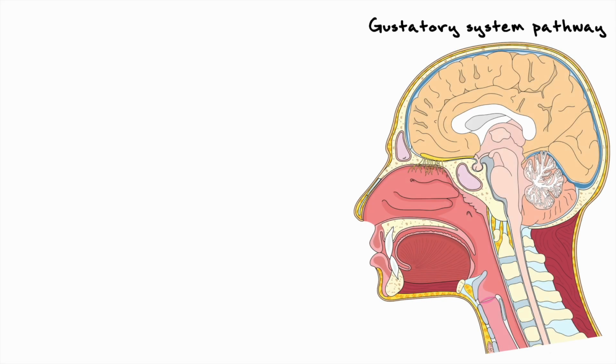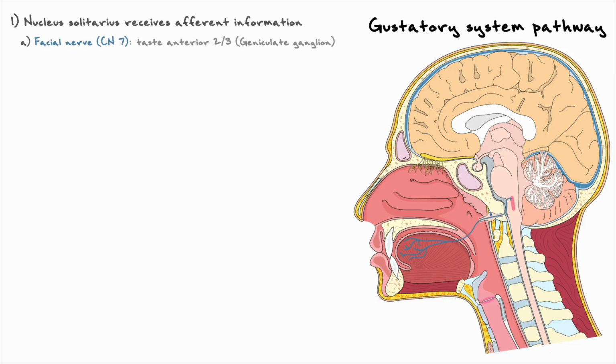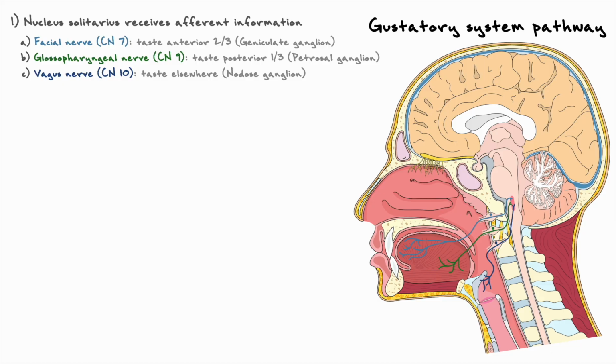To illustrate a little better the gustatory system pathway, let's consider a sagittal cut of the face, which will allow us to better see most of the relevant structures. So, as we said, beyond the taste buds, the first step in the pathway is for the nucleus solitarius to receive afferent information, and there are 3 cranial nerves that bring taste information to the brain. The facial nerve, or cranial nerve 7, which brings taste from the anterior 2/3 of the tongue, the glossopharyngeal nerve, or cranial nerve 9, that brings taste from the posterior third of the tongue, and finally, the vagus nerve, or cranial nerve 10, that brings taste information from all the other areas around the oral cavity.